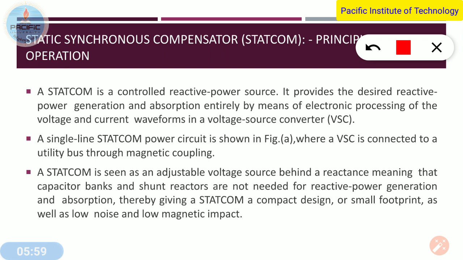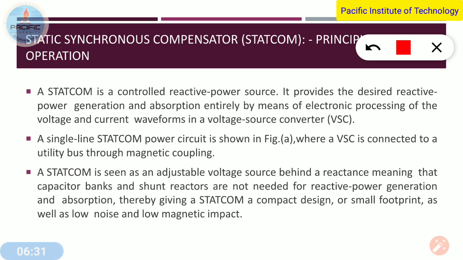We already discussed this. A single line diagram of the STATCOM power circuit was shown in the previous slide in figure A, in which a voltage source converter is connected to a utility bus through a magnetic coupling. Now, STATCOM is seen as an adjustable voltage source behind reactance, meaning that a capacitor bank and shunt reactor are not needed for reactive power generation and absorption.